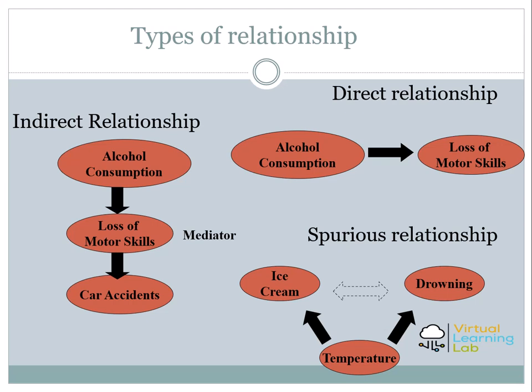Now, a spurious relationship is not causal. A spurious relationship is a relationship that's induced by a common cause. So here, there's a classic example. Ice cream consumption is related to accidents of drowning, but that is because of temperature: high temperatures lead to more ice cream consumption and also lead to more swimming, which in turn leads to more drowning. So there is no causal relationship between ice cream consumption and drowning.